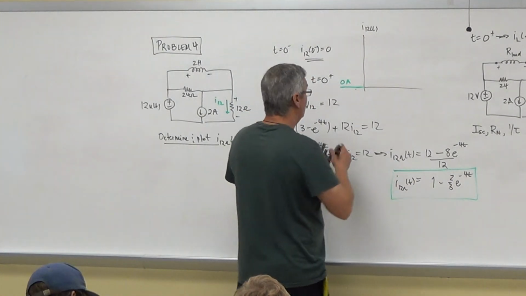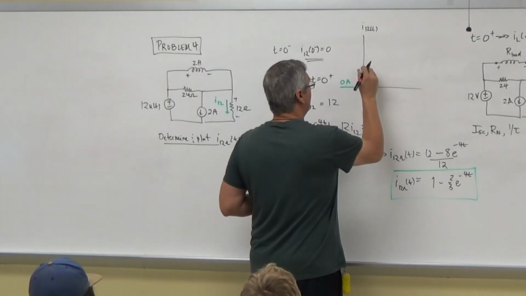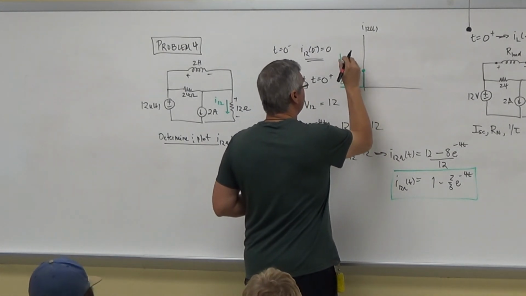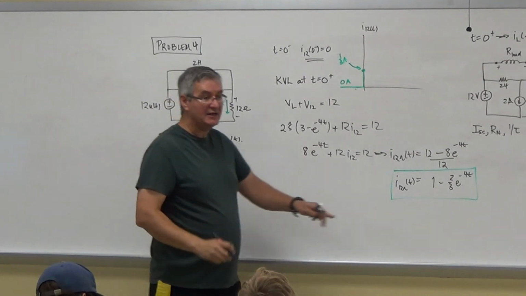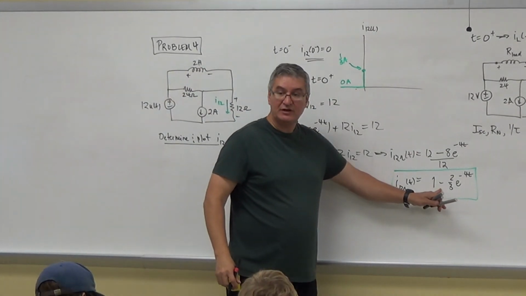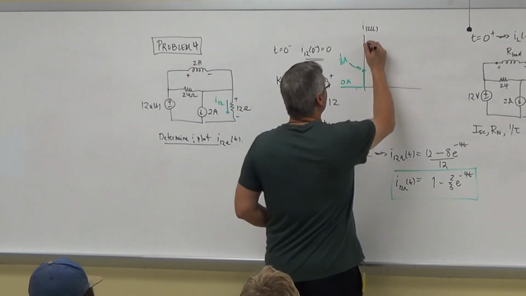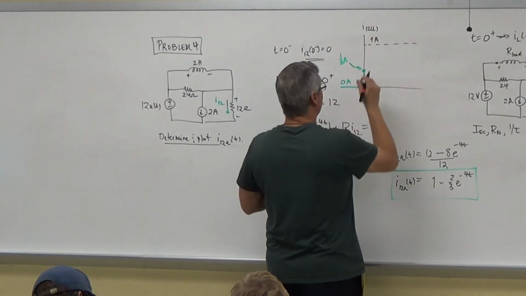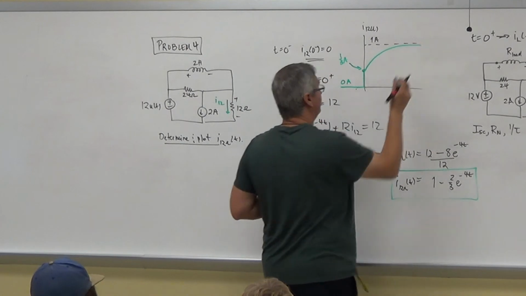So what does it do? It jumps up to 1/3 of an amp, and then it increases as t goes to infinity to 1 amp. So let's say this is 1 amp right here, and this guy does my jump like that.